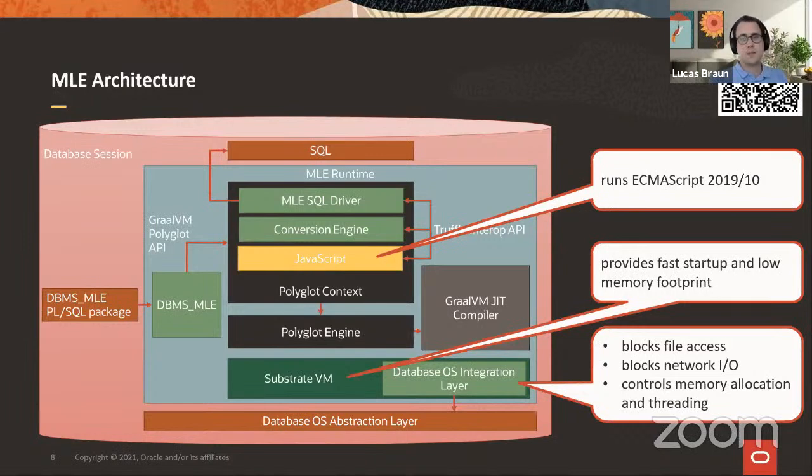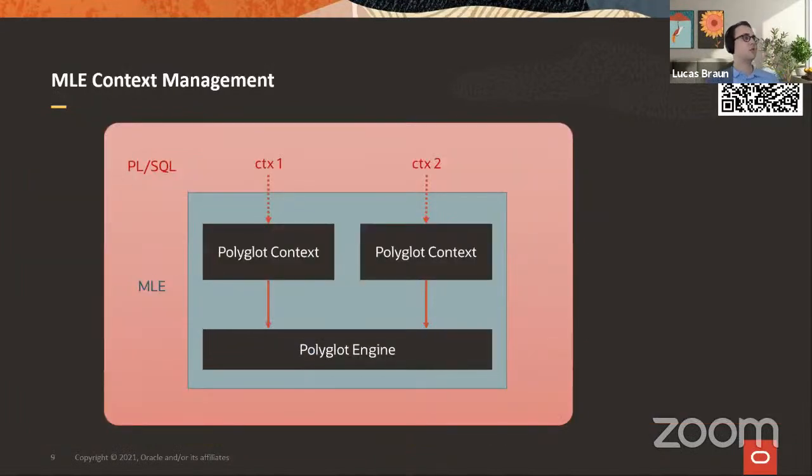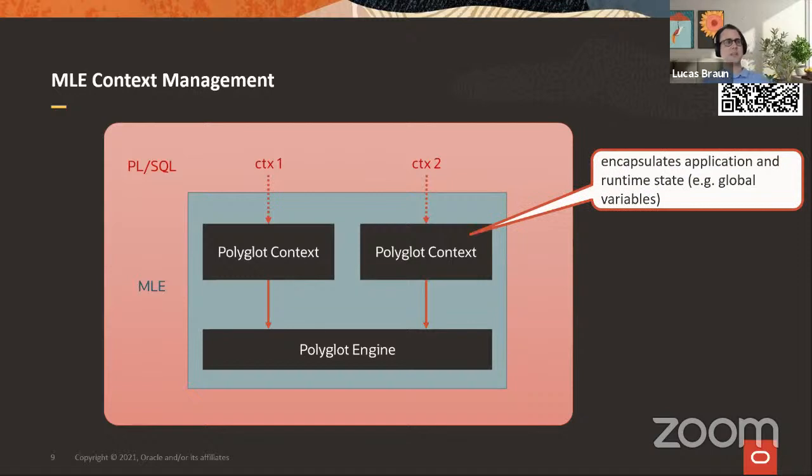Now, when you use the DBMS_MLE package, the first thing that you usually do is you create a context, and you get an explicit context handle, and then in this context, you can evaluate code. Each of these context handles maps to a polyglot context, which is the GraalVM concept for a context. A context is a concept that appears in JavaScript, but also other dynamic languages, and basically captures runtime state, so stuff like global variables.